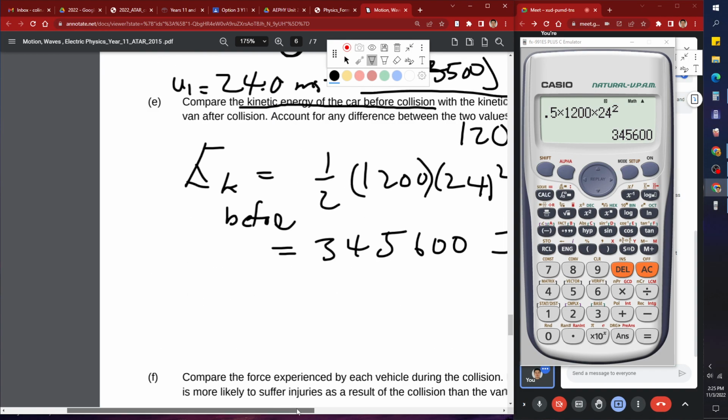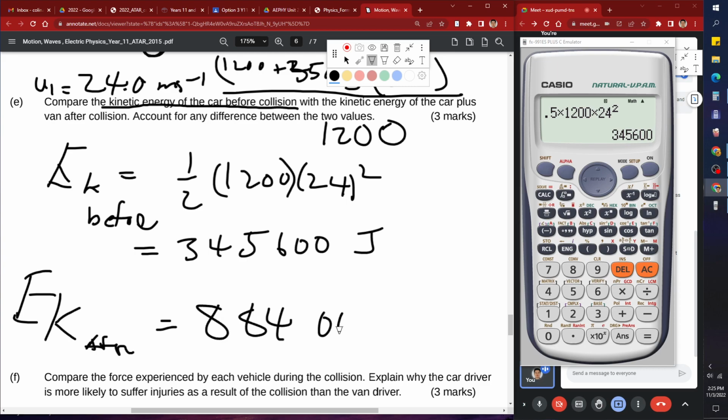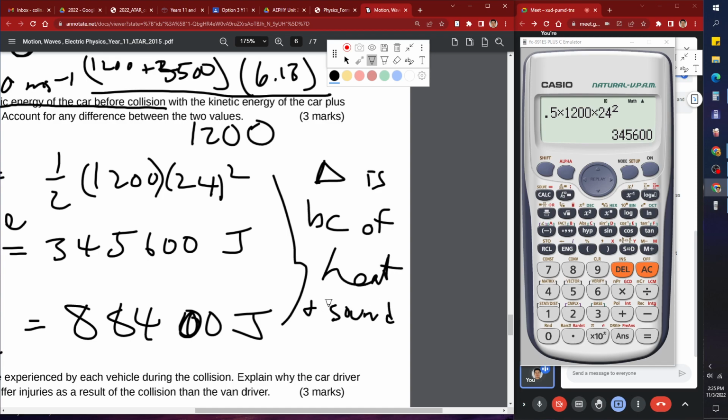Okay, so again, before the collision, just the car had that velocity. We got it from the previous one. There's this total kinetic energy, and then the kinetic energy of them after is already given to us because we figured that out already. And you can see there's a big difference between the two. This is 345,000. This is only 88,000. So what happened to account for the difference? The difference is because of the heat energy and sound. Remember, I said something about sound being lost. That's why. Okay.